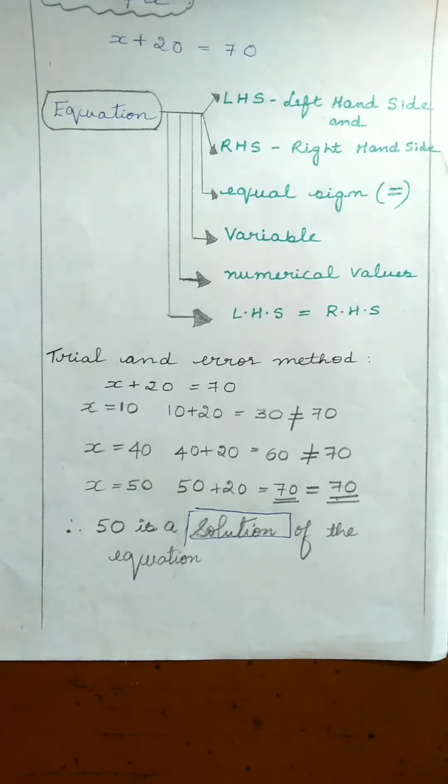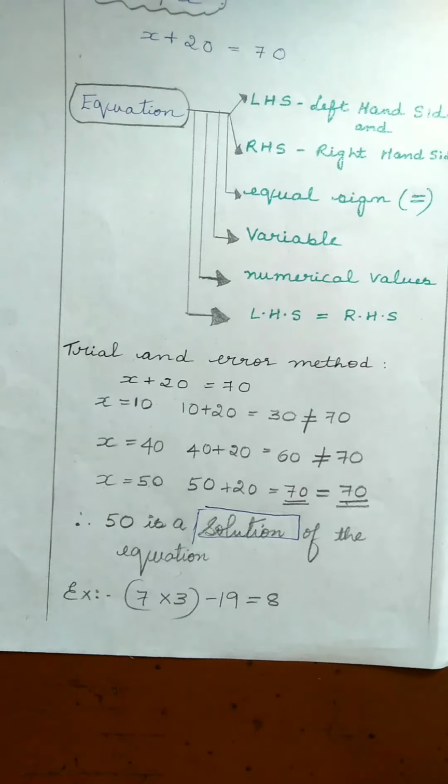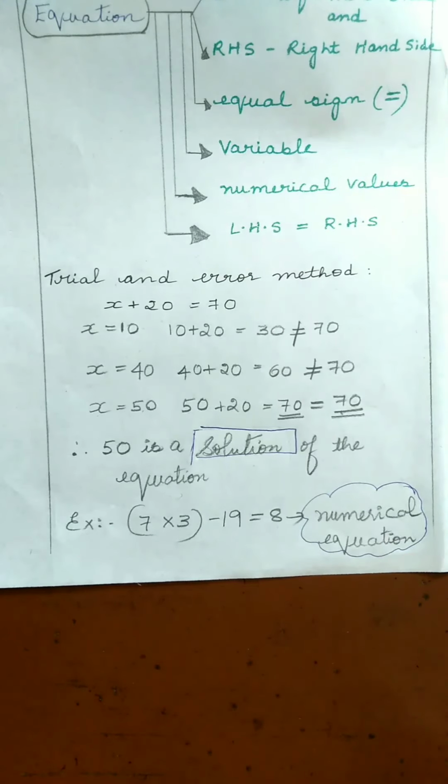a solution of the equation. Now consider one more example, children, in which 7 into 3 minus 19 equal to 8. In this, children, we do not find any kind of variable, but there is an equality sign and there are numerical values present. 7 into 3 minus 19 forms the LHS of the equation, 8 is the RHS of the equation. Such equations are called numerical equations. So based on these equation and numerical equation concepts, we shall solve the exercise problems.